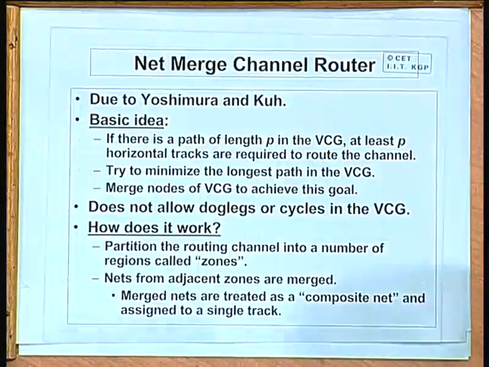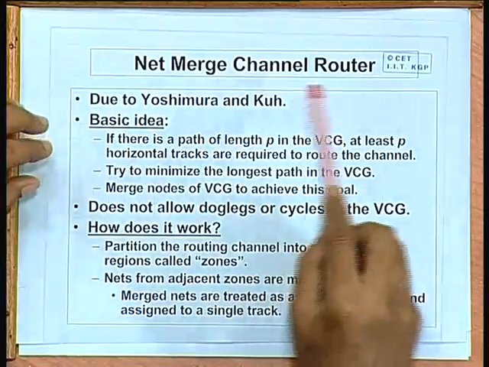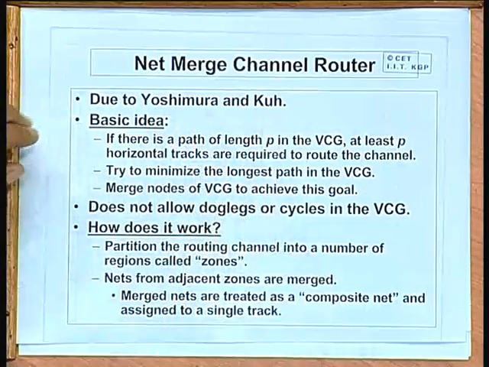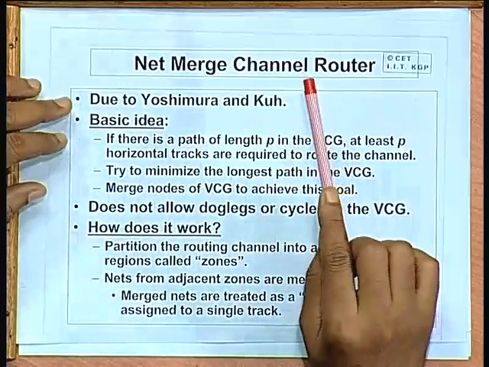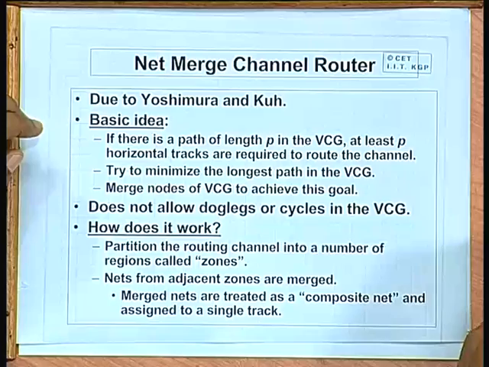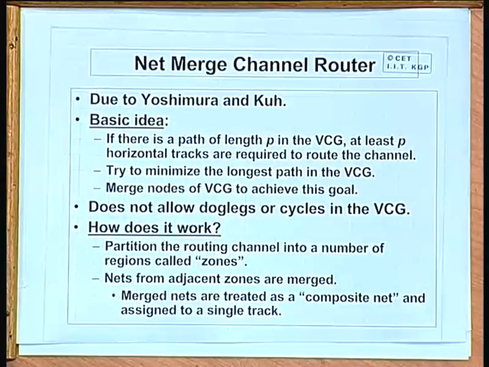This is a pretty well known method. This is called the net merge router. This was initially proposed by Nishimura and Kuh. Now, as the name implies, net merge, the idea here is that some of the nets we are trying to merge.